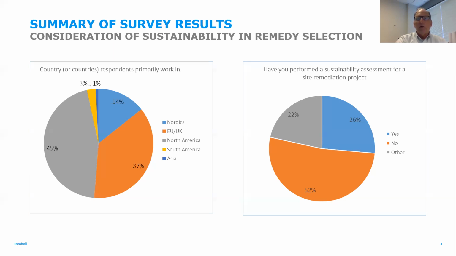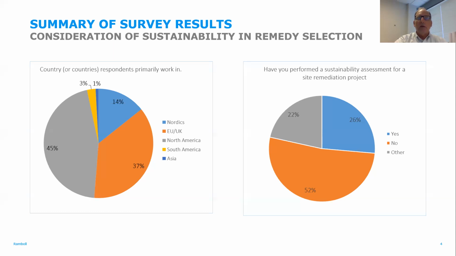On the left graphic, we have received responses providing good geographic distribution between North America, UK, Europe, and Nordics. However, as indicated on the graph on the right, more than half the respondents reported not having incorporated concepts of sustainability into a remedy assessment and selection, although less than a quarter of the respondents noted including some form of sustainability concepts into their analysis.